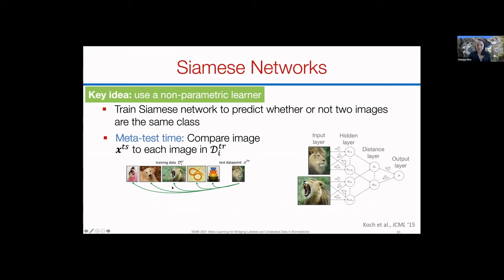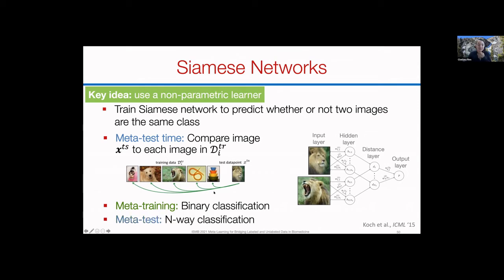So this is the simplest non-parametric meta-learning technique that is essentially learning this metric so that you can perform one-shot or few-shot classification. Now, one thing that you might note is meta-training corresponds to just this binary classification problem that we've set up. And at meta-test time, we're actually doing an n-way classification by running the network n times for each of the pairs that we have here.